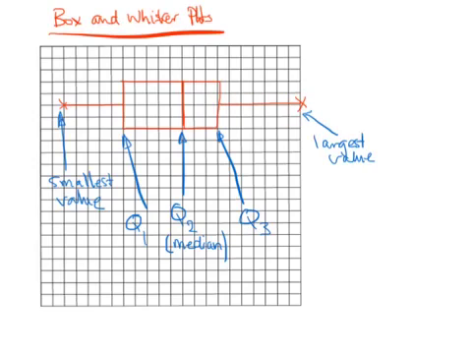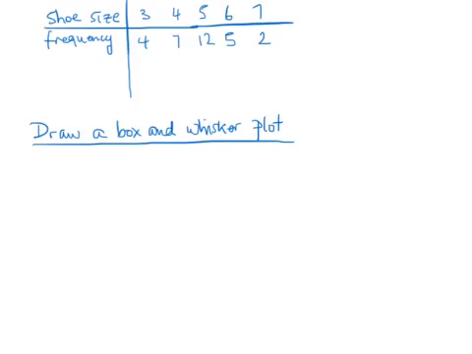Okay, here comes an example. Okay, here's the question. We're given shoe sizes, so shoe size 3, 4, 5, 6 and 7, and the frequency of those, 4, 7, 12, 5 and 2, so there are 12 people with a shoe size of 5, and there are 2 people with a shoe size of 7, etc. And the question asks us to draw a box and whisker plot.